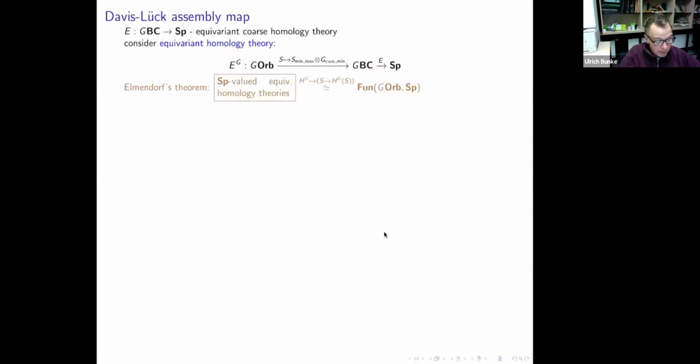And somehow in the background is Elmendorf's theorem. So for me, spectrum-valued equivariant coarse homology theories are the same as functors on the orbit category with values in spectra. And the correspondence is just by evaluating the homology theory on orbits, considered as a discrete G-space. So this is an equivalence of categories, and so I can consider this E_G as an equivariant homology theory.